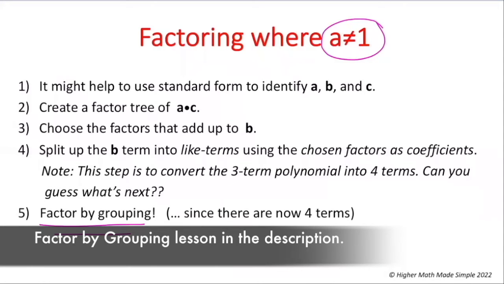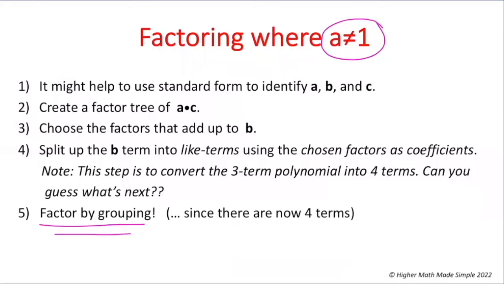So again, this is kind of an optional step 1. It might help to use standard form to identify a, b, and c, but if you're really good at identifying them, you don't have to do this. A very important step, technically step 1, is to multiply a and c together and create a factor tree. Which factors do you choose? You choose the factors that add up to b. Just be careful of the signs, as they could be positive or negative. So you create a factor tree of a times c, and then choose the factors that add up to b.